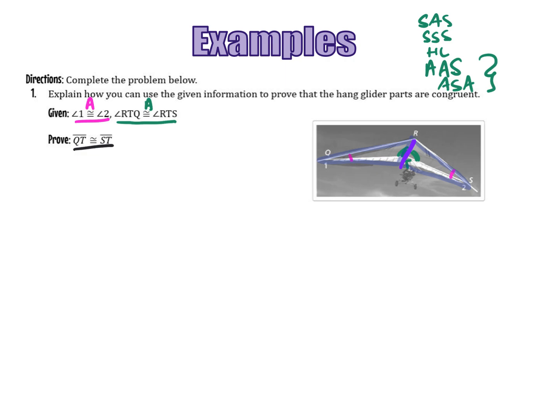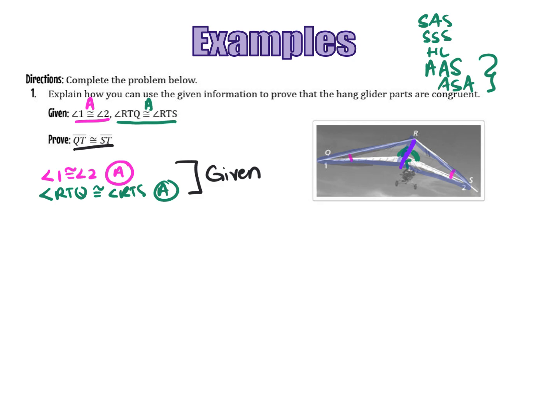So it says explain, but really what we're going to do is lay out the proof. I'm going to start by saying, well, we know that angle 1 is congruent to angle 2, and I'm going to make a note to myself that that's the first angle. We know that angle RTQ is congruent to angle RTS. That's my second angle. And we know both of these things because they were given to us. So notice I'm still setting this up as statements on the left and reasons on the right, even though it's not a formal proof.